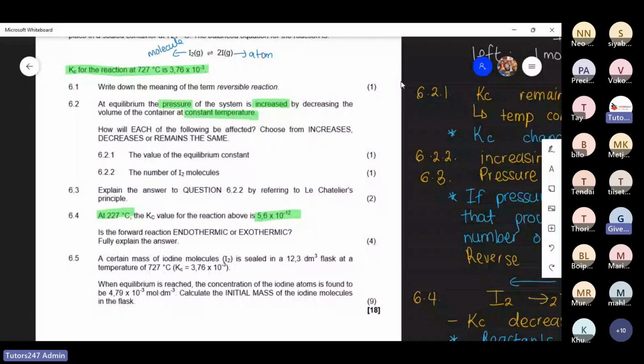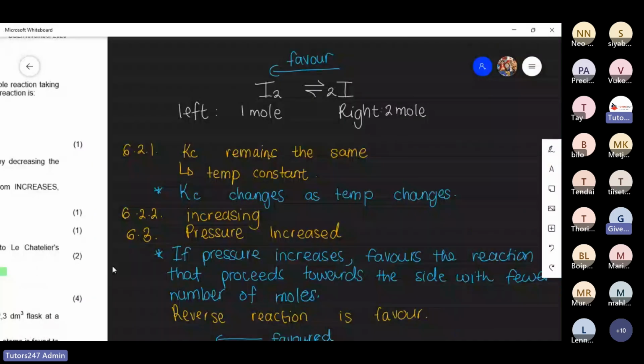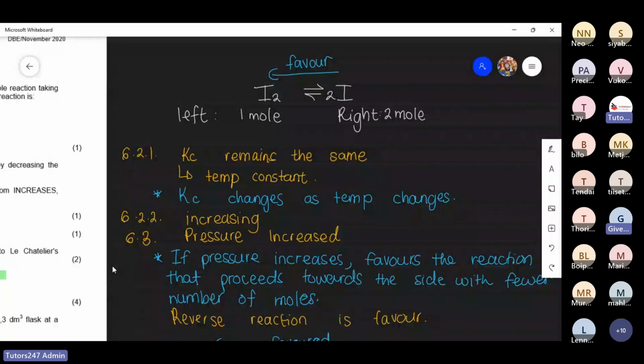If you don't want to think about it in terms of a big Kc value or small Kc value, you can think of it in terms of what we discussed in question 6.3. We are favoring the reverse reaction because pressure was increased. So pressure was increased, which means in order for us to return to a new state of equilibrium, we have to favor the reaction that moves towards the lesser number of moles, which is the reverse reaction. So whether you think about it in terms of a Kc value or in terms of pressure, you can see that the reverse reaction is being favored.